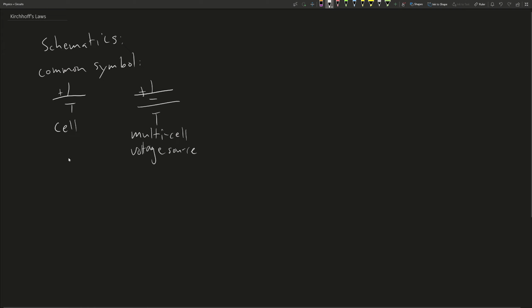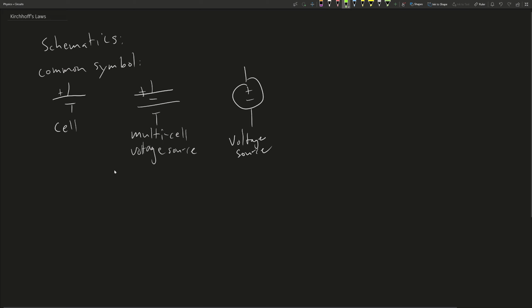Now, I'll add one more. You may also see a voltage source look like this. So this is a circle with a positive and a negative end. This is also just a voltage source.